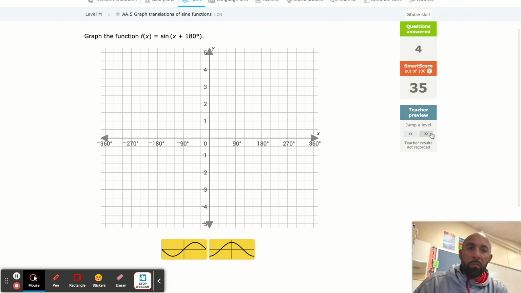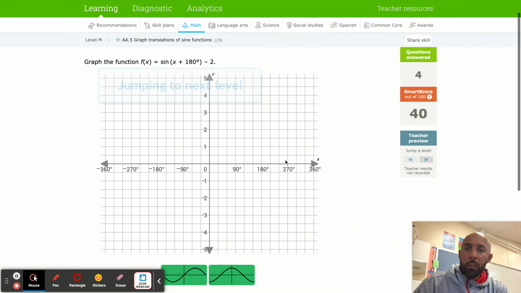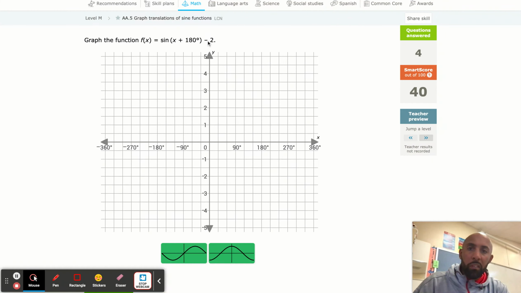All right, so let's skip this one. Okay, so here's a similar one. Here we're going to first do sine. We're going to shift it down to -2. Then it's plus 180, so I'm going to shift it back to the left. And there we go.